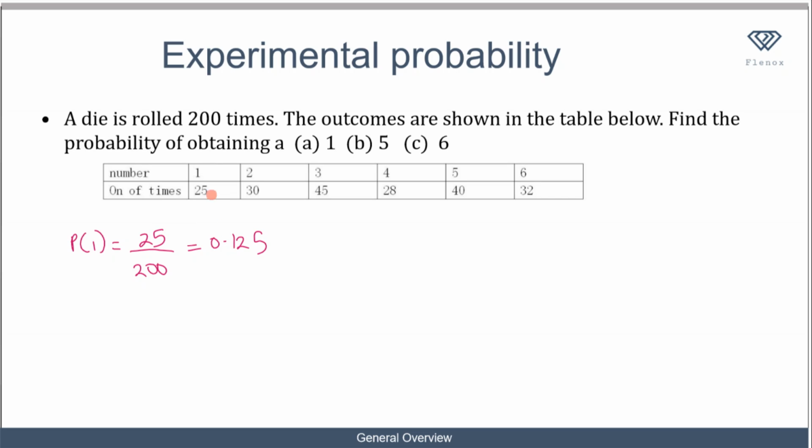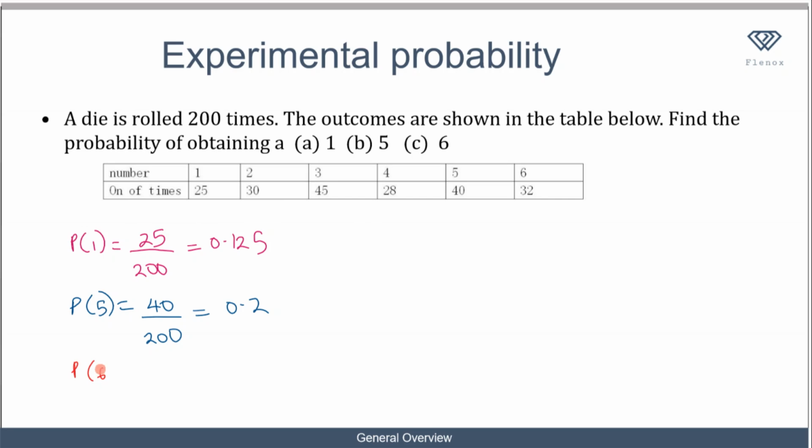0.125. How about the probability of having a 5? The probability of having a 5 is equal to the number of times that 5 appeared, which is 40, divided by the total number of tosses, which is 200, and that gives us 0.2.